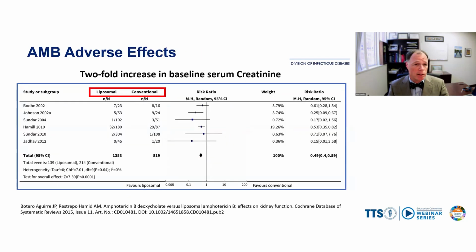And other issues with amphotericin B, as we all know, has a lot of side effects. And this is just a Cochrane meta-analysis from a few years ago comparing liposomal amphotericin B to conventional amphotericin B. And here the outcome is twofold increase in baseline serum creatinine. So as you can see in this plot here, there's a better renal outcome with the use of liposomal amphotericin B. However, up to 15% of people who receive liposomal amphotericin B will have renal insufficiencies.